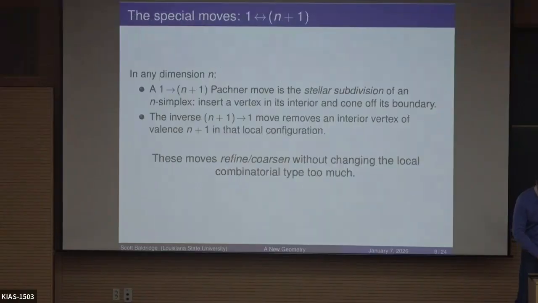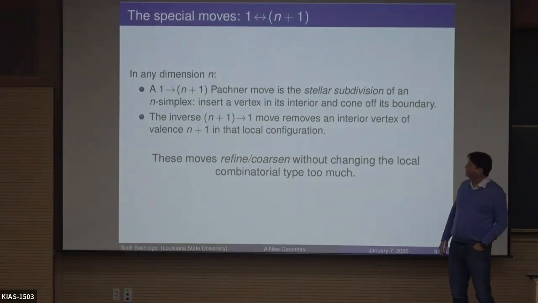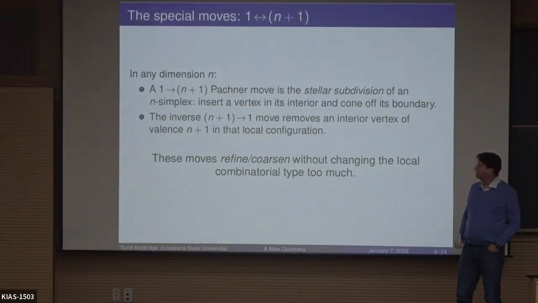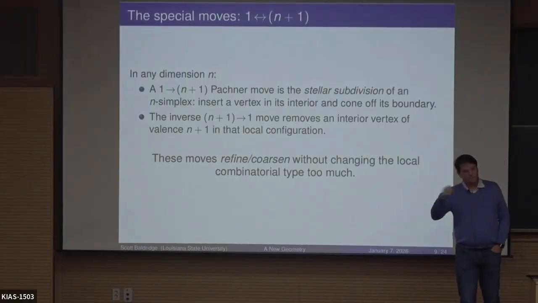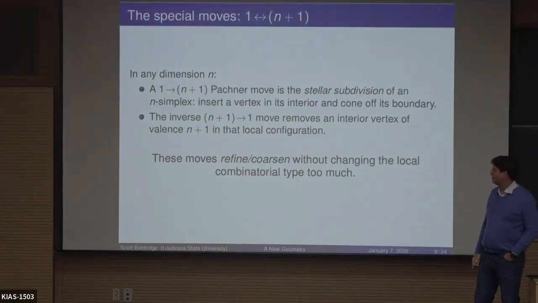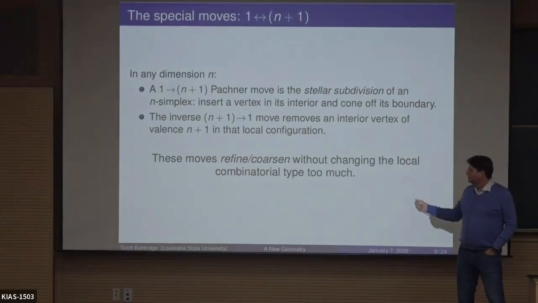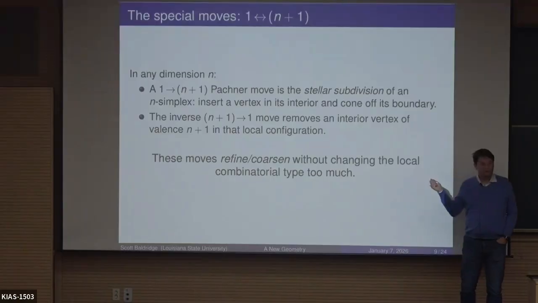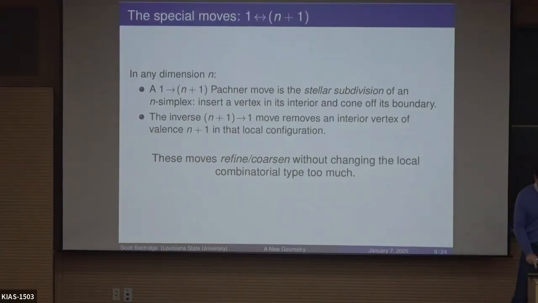Here's my observation. In any dimension n, a 1 to n plus 1 Pachner move is a stellar subdivision. It's just what I said: insert a vertex, cone. And you can do an n plus 1 to 1 if you just see it. You can remove that vertex. These moves refine and coarsen without changing the local combinatorial information too much. It keeps it pretty much the same.